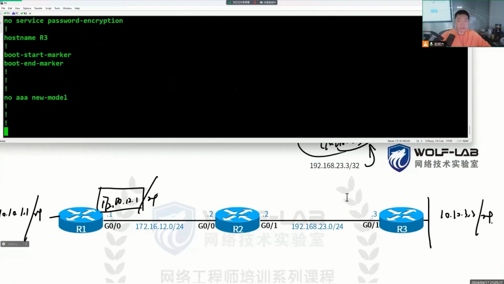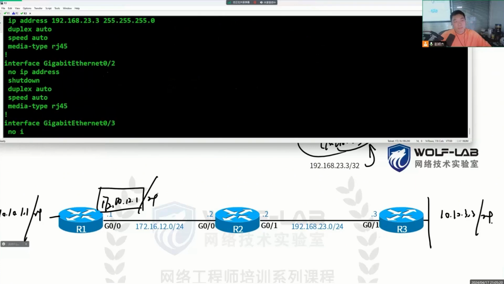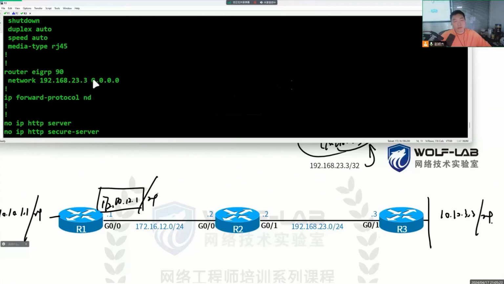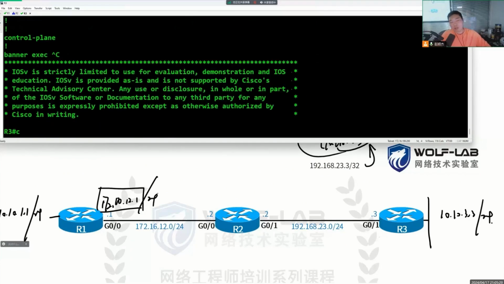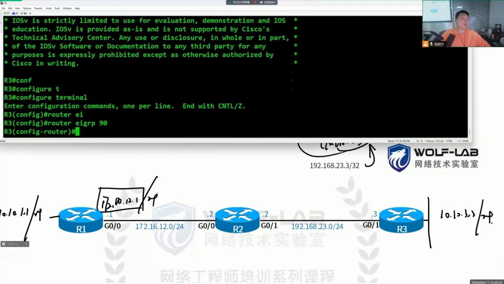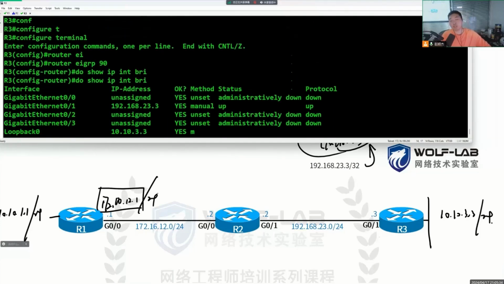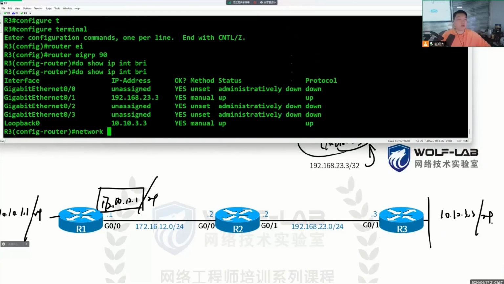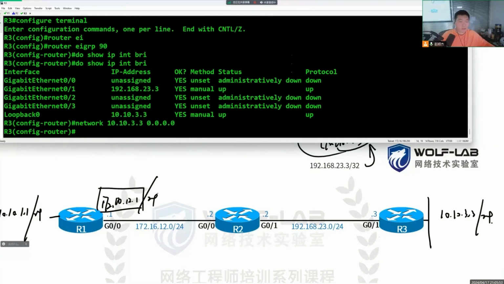3.3 precisely matches, positive mask 4.255, inverted mask 0.0.0.0. So it only includes one host address, just 10.10.3.3. The matched address runs our EIGRP, so R3 has a signal to run. Students, so this is our EIGRP running active interface. Let it run EIGRP, and put the corresponding route into the database.